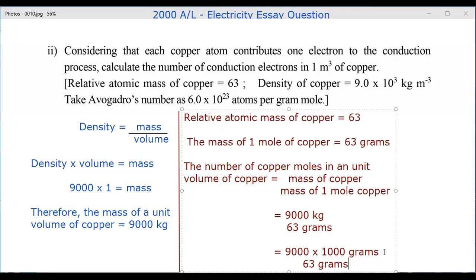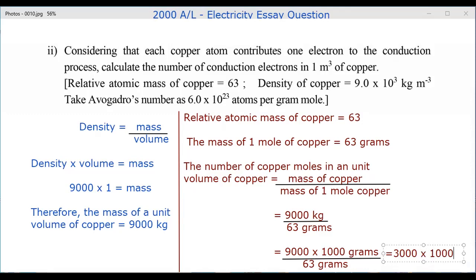No, sir. Decimals are coming. Can't we do something like this, dear? Listen, dear. Can I divide this 9000 and 63 by 3? Yes, 9000 divided by 3 is 3000, into 1000. 63 divided by 3 is 21. Grams cancel out. So I can divide both 63 and 9000 by 3.